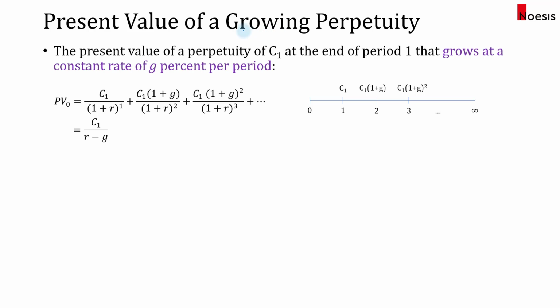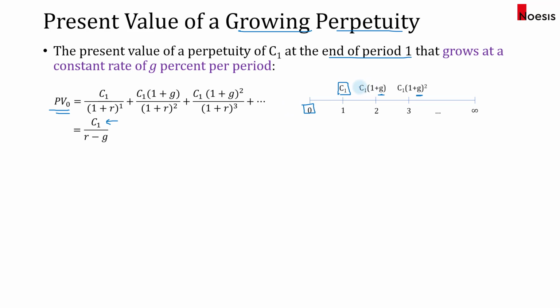Now let's move on to a growing perpetuity. Earlier we saw the present value of a perpetuity where the cash flows are equal every year. But what if the cash flow grows at a constant rate forever? In this case, we have the first cash flow, C sub 1, that happens at the end of period 1, and this cash flow grows at a constant rate of G% per period. So each period you will multiply by 1 plus G. The short form for this formula will be the cash flow in the first period, C1, over R minus G. That will give you the PV at time 0.